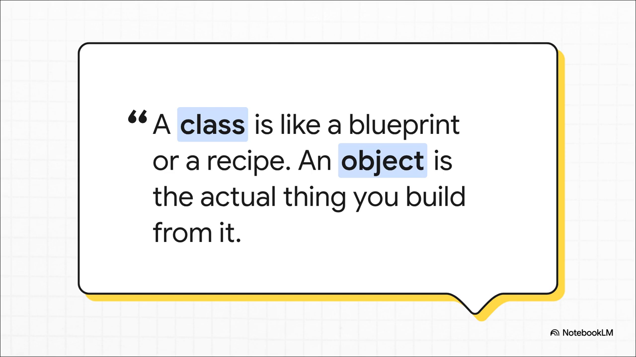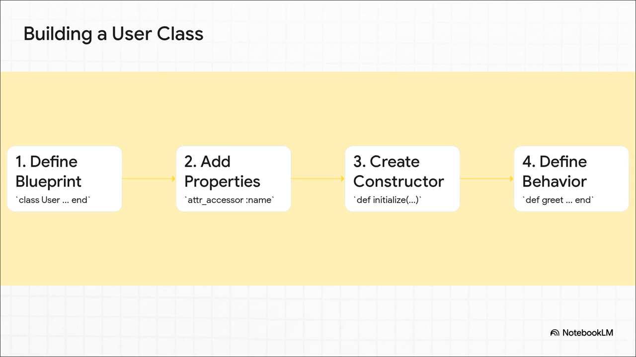The object, or the instance, is the actual thing you create from that blueprint, like a specific user with their own name and email. Building a class breaks down into about 4 steps. First, you define the blueprint with the class and end keywords. Second, you can use this nifty shortcut attr_accessor to define its properties. Third, you create a special initialize method. That's the constructor that runs whenever you create a new object. And finally, you define all its behaviors as instance methods.